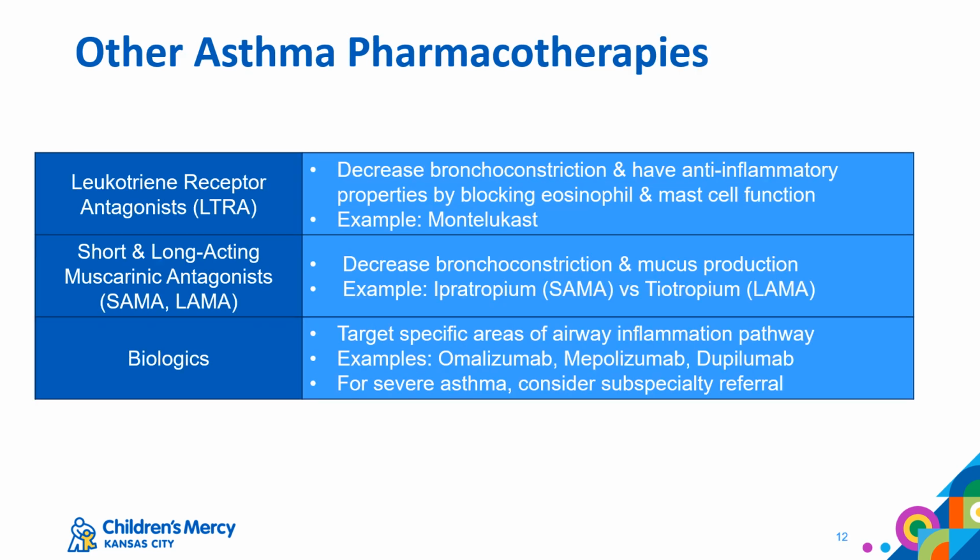There are other pharmacotherapies used in asthma that are considered add-on therapies or alternative therapies. In the table provided are examples of 3 different classes. Leukotriene receptor antagonists and muscarinic antagonists are generally used as add-on therapies and are not meant to replace daily ICS or ICS-LABA therapies. However, short-acting muscarinic antagonists such as ipratropium, also known as Atrovent, can be used as a rescue medication in some cases, such as patients with bronchomalacia. Biologics are reserved for severe asthmatics and are usually managed by pulmonary or allergy subspecialists.